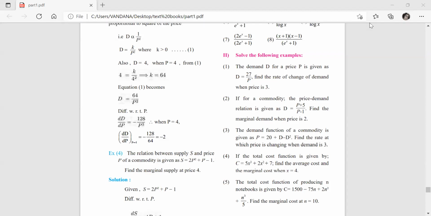Question 3. The demand function of a commodity is given as P is equal to 20 plus D minus D square. Find the rate at which price is changing when demand is 3. Now here, we are not talking about demand when price is something. We are talking about what is the rate of change in price when demand is 3.